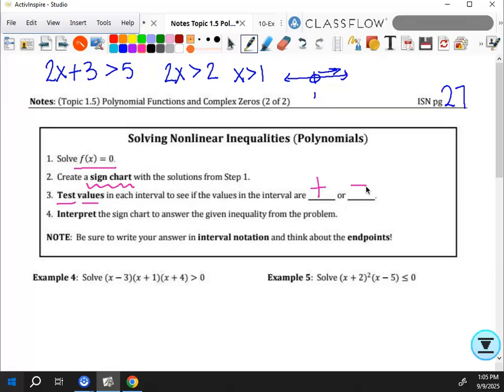All right, so then we're going to interpret it to answer the inequality. And be sure to write your answer in interval notation and think about the endpoints. Okay, so interval notation, none of this inequality mess that y'all are going to have alligator mouths backwards and upside down and who knows what.